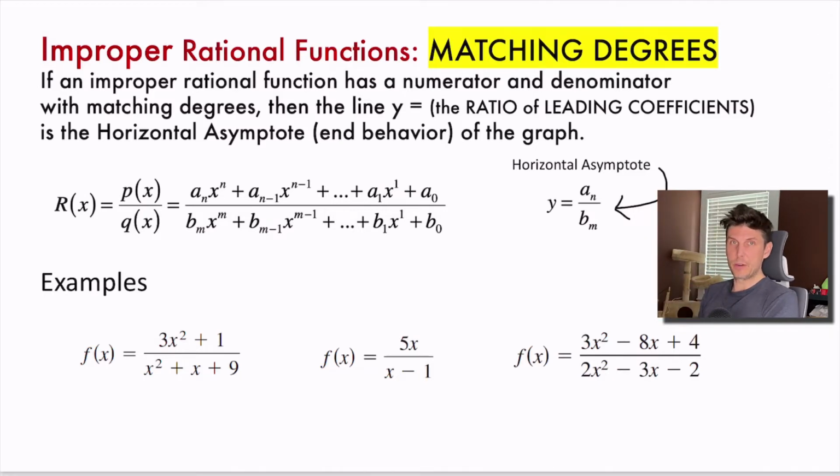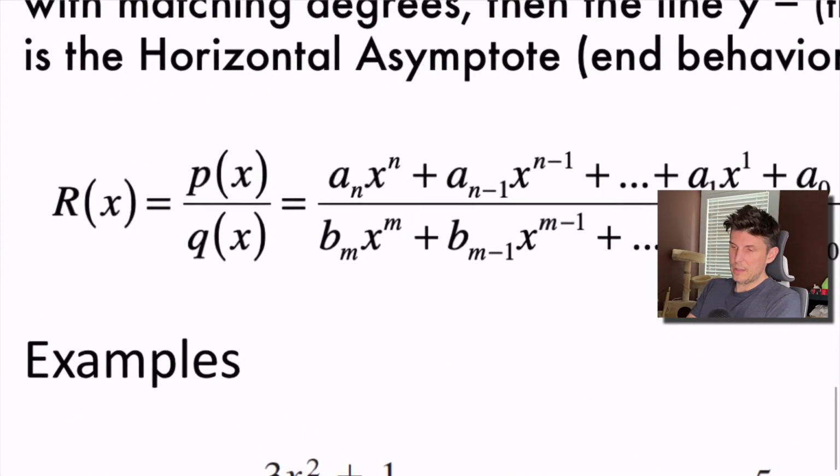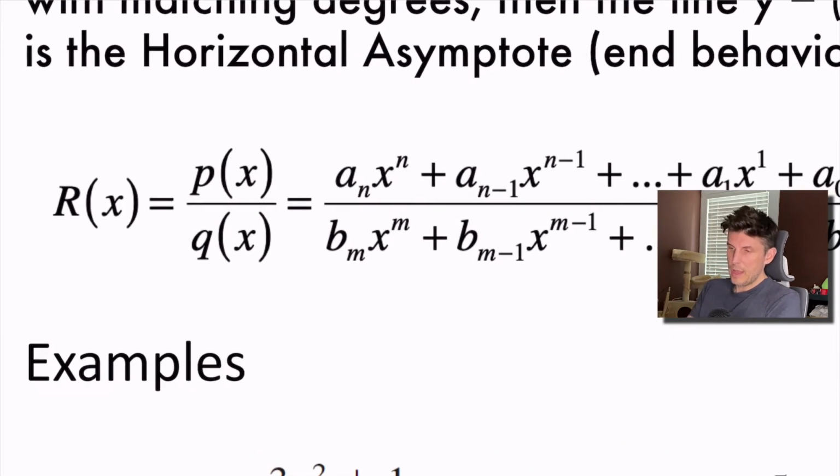Now, if you notice the theme here is we're constantly looking at the degree of the numerator and the degree of the denominator. So if the degrees match, we have actually another horizontal asymptote, and the horizontal asymptote is nothing more than the ratio of the leading coefficients. So you would look at, say, this is a generic polynomial, and the degree of the numerator is n and the denominator's is m, right? So you'd say if n is equal to m, right?